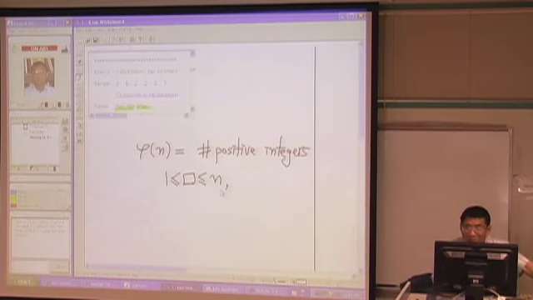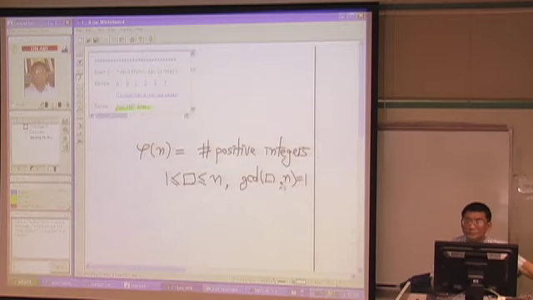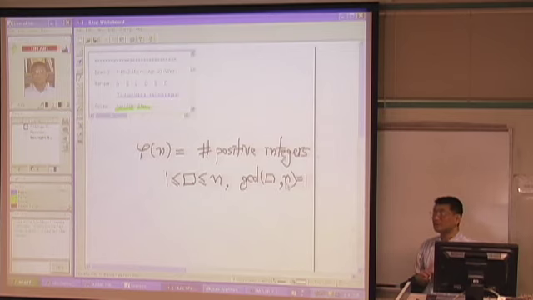And the second condition is the GCD condition. GCD of the number inside this set and the given number n should be equal to 1. Any questions about the definition?